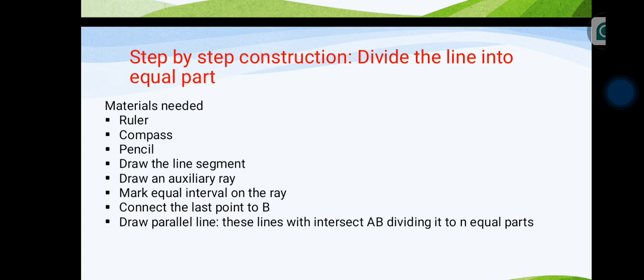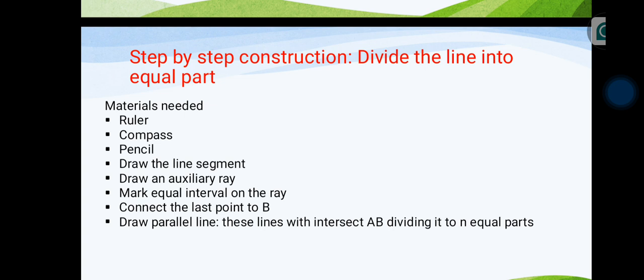When you have gotten these three things, now you start your construction properly. How do you do that? You draw the line, the segment line. Having done that, you draw an auxiliary ray on it. Then you mark equal intervals on the ray using your compass. You draw a line, let's say maybe 10 centimeters or 20 centimeters.